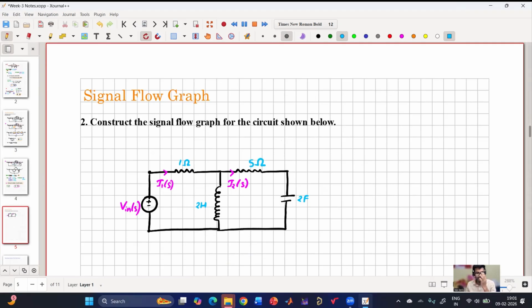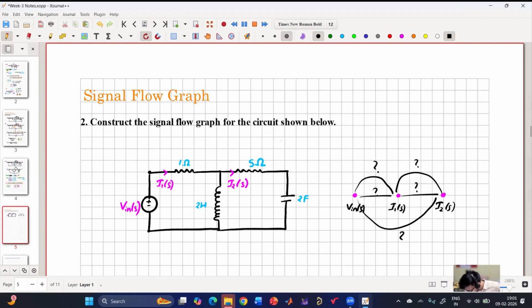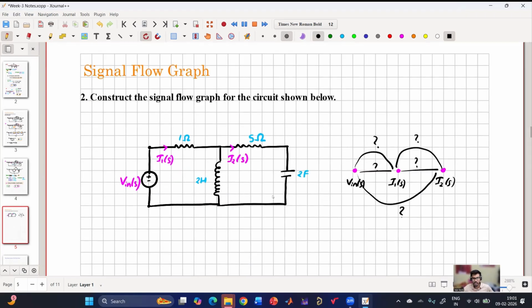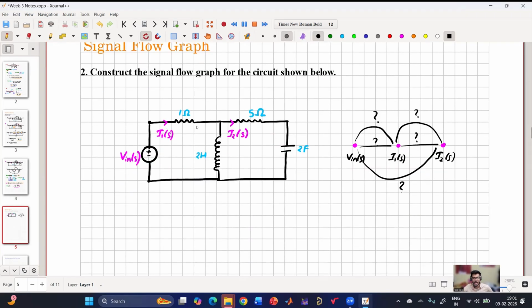Now the signal flow graph is asked in such a way that my points are V in of S, I1 of S, and I2 of S. Whatever connections they are going to have, feed forward or feedback, we need to find those and draw the signal flow graph. We were told that I1 of S as well as I2 of S are the node points. Using those, we have to draw the circuit.